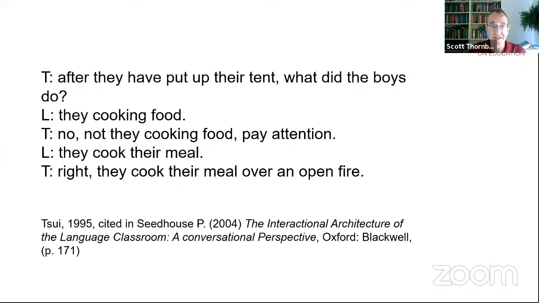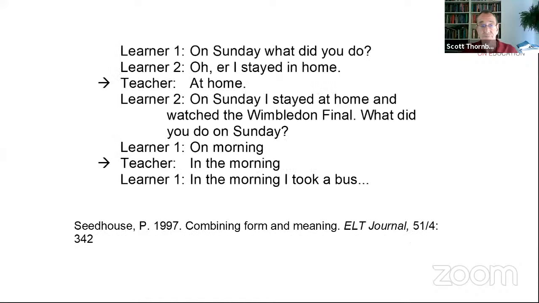And so here we have an example of real, explicit negative feedback. So the teacher says, "After they put up their tent, what did the boys do?" "Are they cooking food?" "No," says the teacher, "not 'they cooking food.' Pay attention. They cook their meal." Right, they cook their meal over an open fire. So you see, this is very clear and very negative and could be inhibiting.